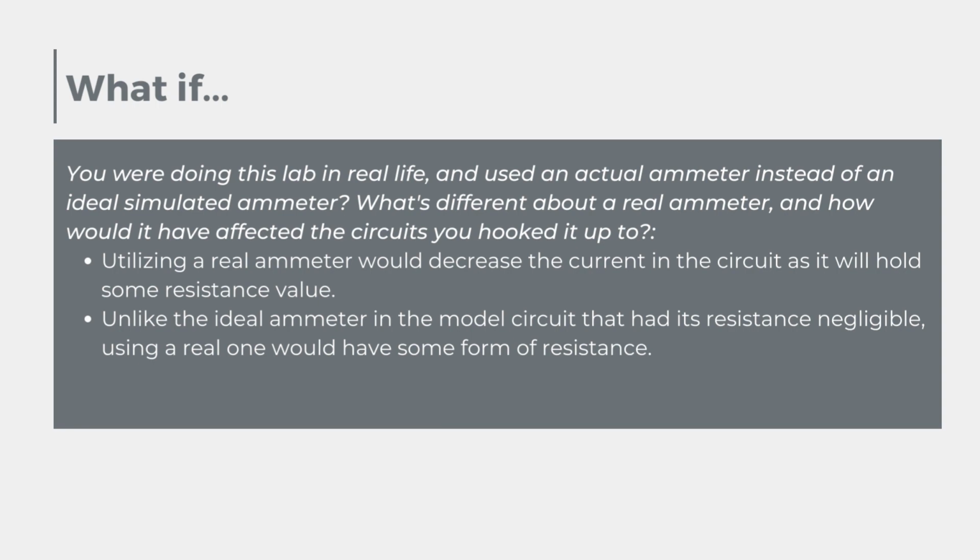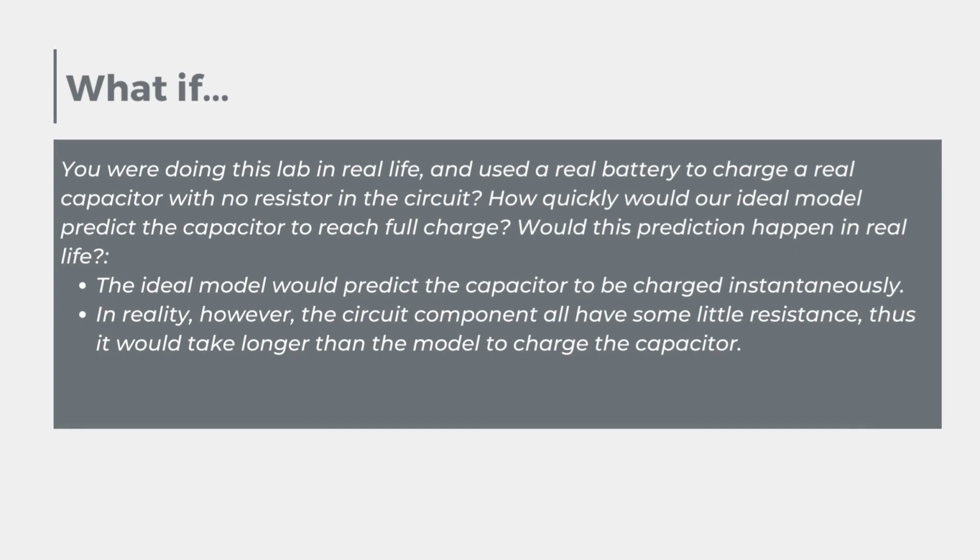Unlike the ideal ammeter in the model circuit that had its resistance negligible, using a real one would have some form of resistance. Now what if you were doing this lab in real life and used a real battery to charge a real capacitor with no resistor in the circuit? How quickly would our ideal model predict the capacitor to reach full charge? Would this prediction happen in real life? Well, the ideal model would predict the capacitor to be charged instantaneously. In reality, however, the circuit components all have some little resistance. Thus, it would take longer than the model to charge the capacitor.